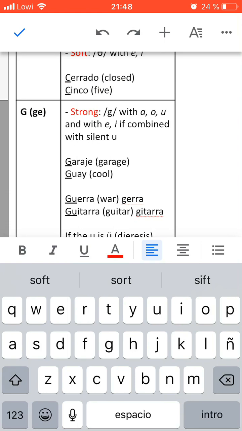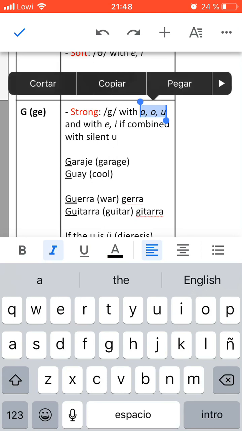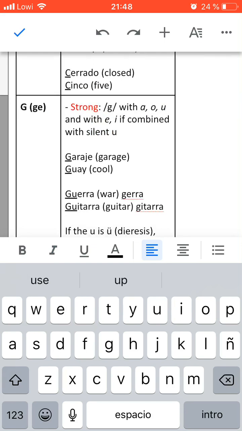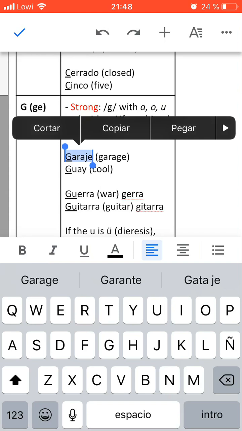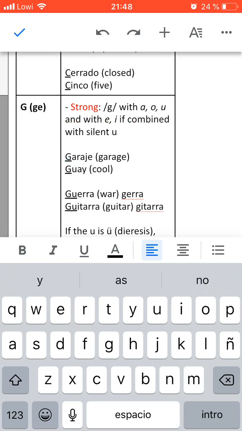But a requirement is necessary. When it goes with A and O, it's G and A, O, or U. But when it comes to E and I, it requires the presence of a silent U in the middle. Okay, so here we can see it. Gato, which means cat, and gu, which means cool.